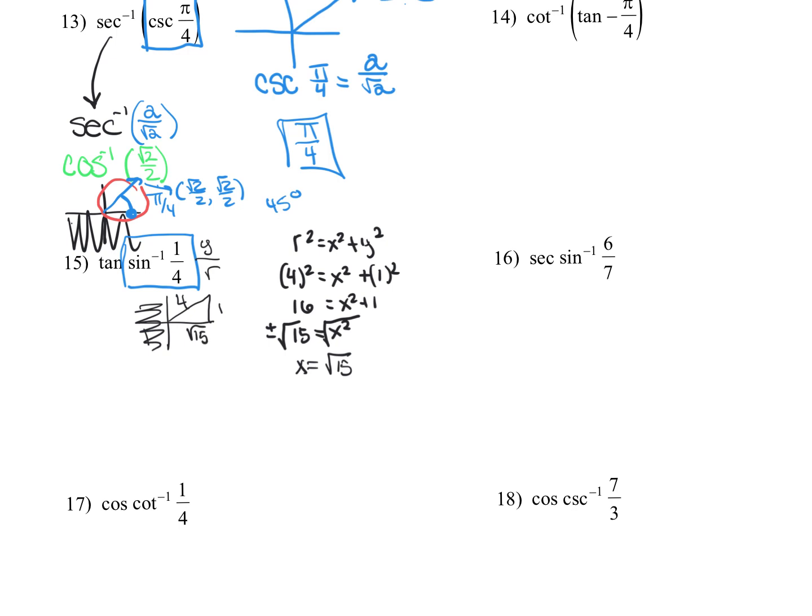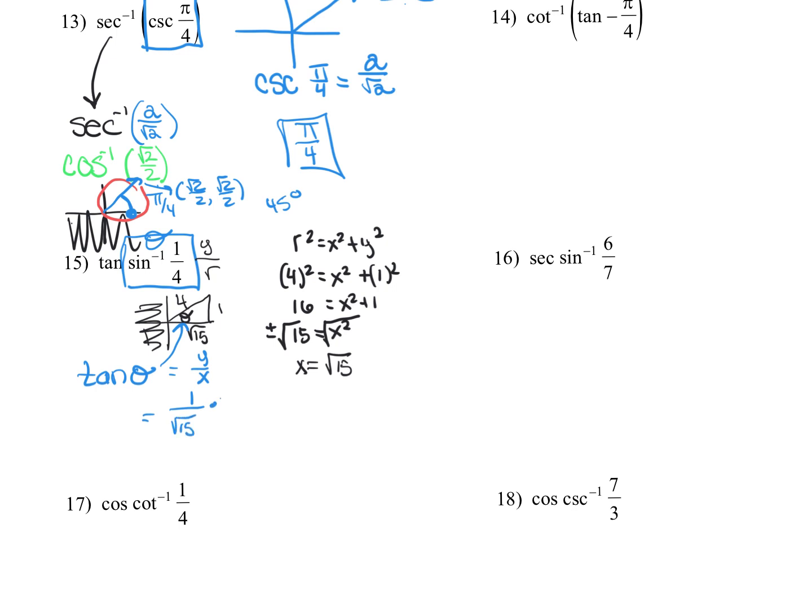Positive root 15. I can't name the angle, but the angle's right here. Its name is theta. So this whole blue thing is going to become theta. So the question now asks me, what is tangent of theta? Well, theta is that angle right there, and tangent's equal to the y over the x. So my y value is 1, and my x value is square root of 15.